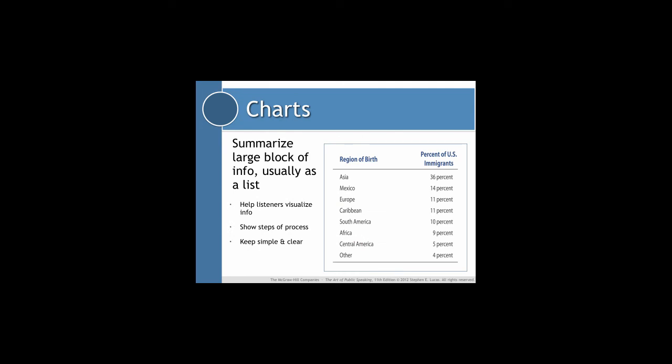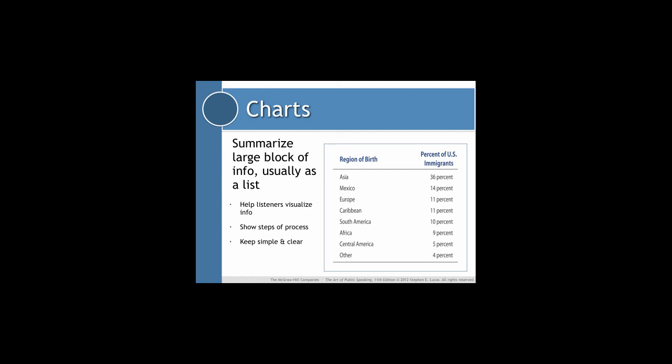Charts are summarizations of large blocks of information, and usually this would be text. If it was just numbers, you would probably want to use a graph, but in this case, this person decided that even though they're using percentages, they thought it might be easier for the audience to understand if they just listed these things from greatest percent of U.S. immigrants to least percent. This is another way to help the audience visualize the information.